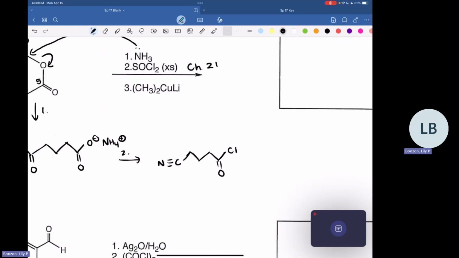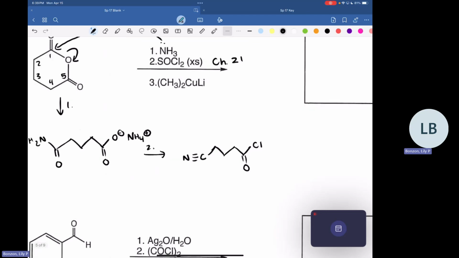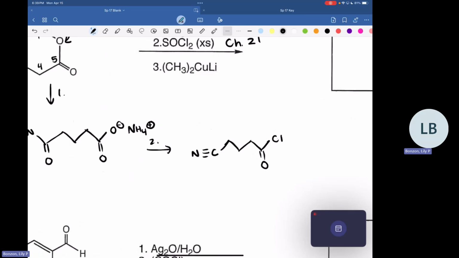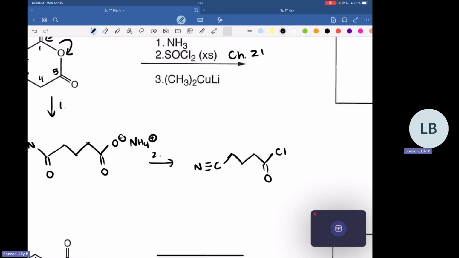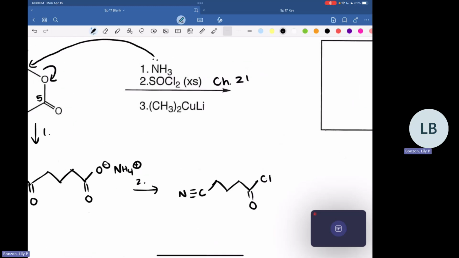So on the right, it did something pretty standard. It just turned the carboxylic acid O- into an acyl chloride. On the left was just a little bit different. It turned the amide into the nitrile. And I believe this is actually specific for primary amides. If it was a secondary amide, it would not form the nitrile.